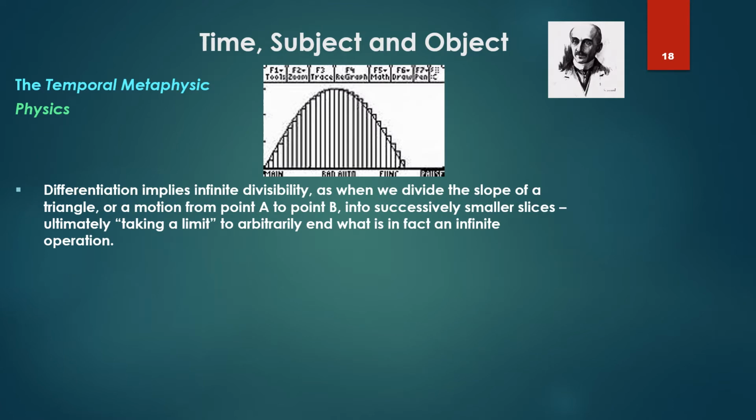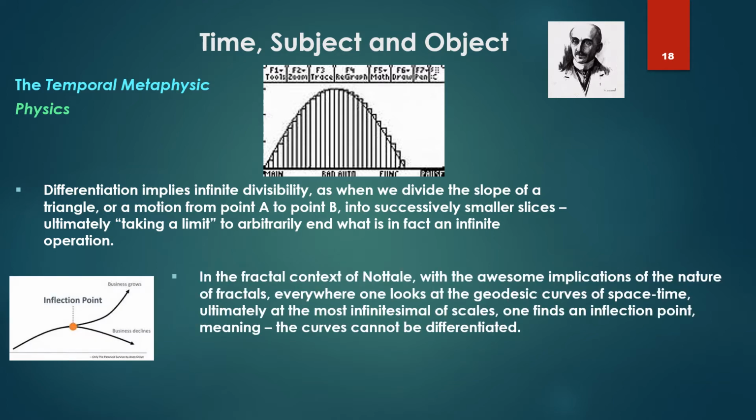What does that mean? Differentiation implies infinite divisibility as we divide the slope of a triangle or of a motion from point A to point B into successively smaller slices, ultimately taking a limit to arbitrarily end what is in fact an infinite operation. That is just making smaller and smaller slices. In the fractal context of Nottale, with the awesome implications of the nature of fractals, everywhere one looks at the geodesic curves of space-time, ultimately at the most infinitesimal of scales, one finds an inflection point, meaning the curves cannot be differentiated. That is, there's no velocity derivable at an instant.